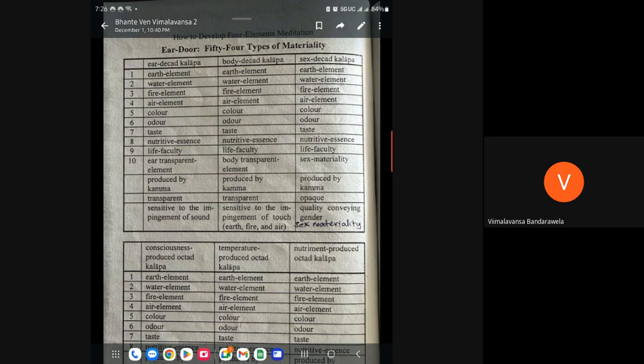And then temperature produce octad kalapa. How to understand this? How to understand means how to see this temperature produce octad kalapa. That means you see the earth element, water element, fire element, air element, color, odor, flavor, and the nutritive essence. You can see. So this is the fire element of each rupa kalapa.